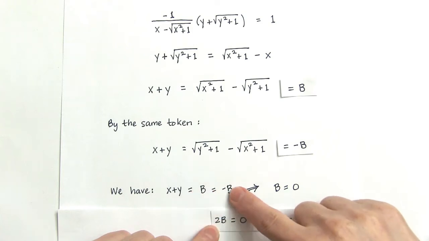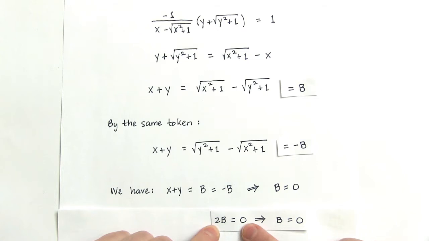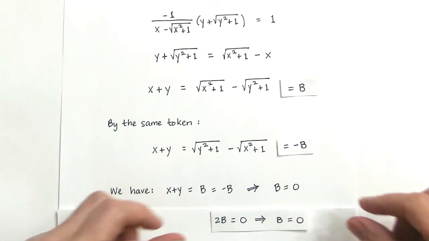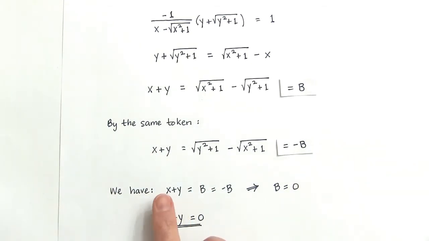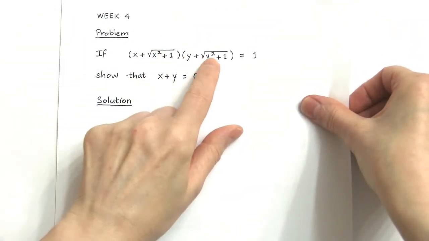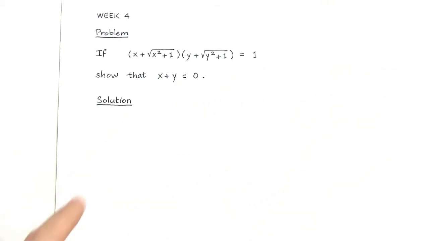If you like, you could write it this way. We have that b equals minus b. Add b to both sides of this. It says that 2b is 0. Divide both sides of this by 2, so b is 0. And so the conclusion is that x plus y is b, which is 0. And this was the goal. So we've solved the problem. Namely, we've shown that if this product is equal to 1, then x plus y must equal 0.